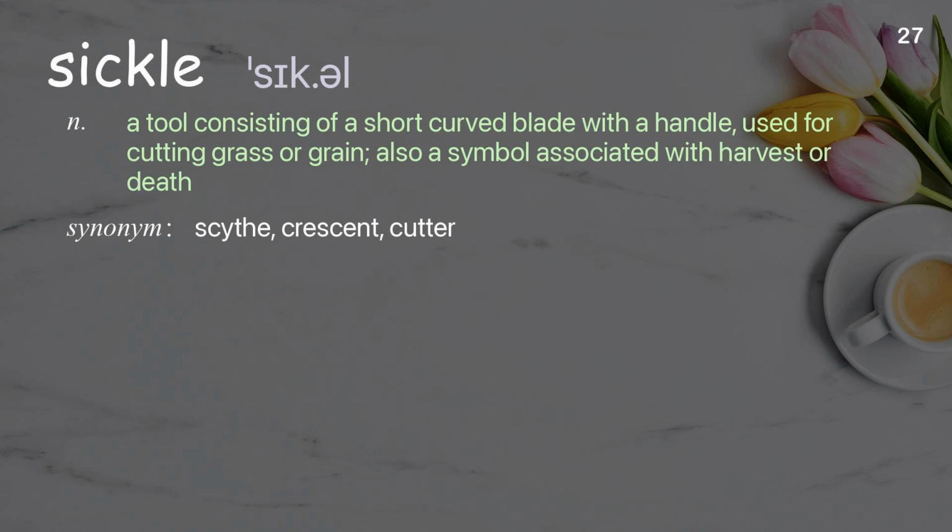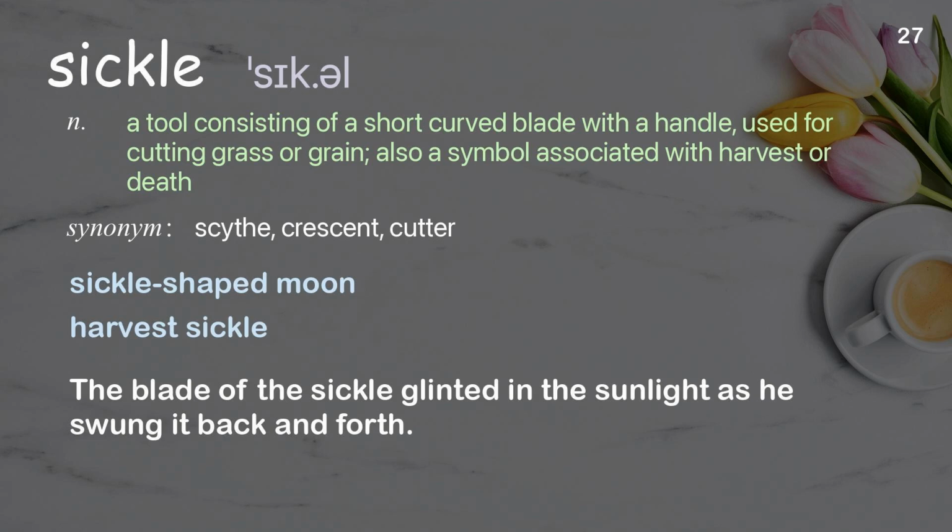Sickle. A tool consisting of a short curved blade with a handle, used for cutting grass or grain, also a symbol associated with harvest or death. Examples: sickle-shaped moon, harvest sickle. The blade of the sickle glinted in the sunlight as he swung it back and forth.